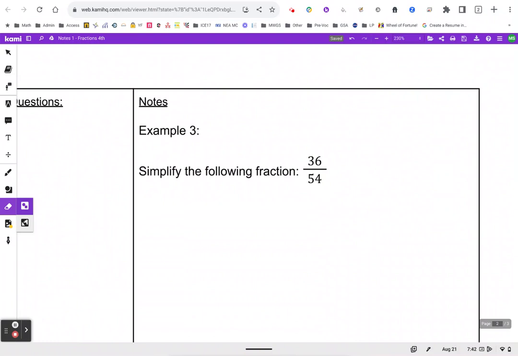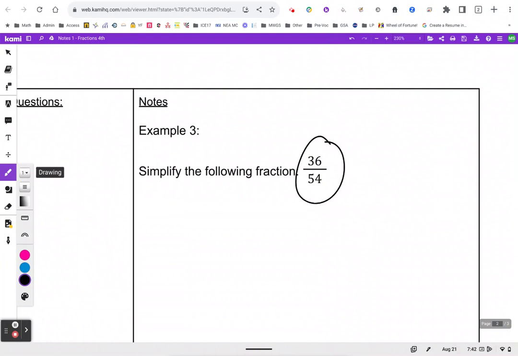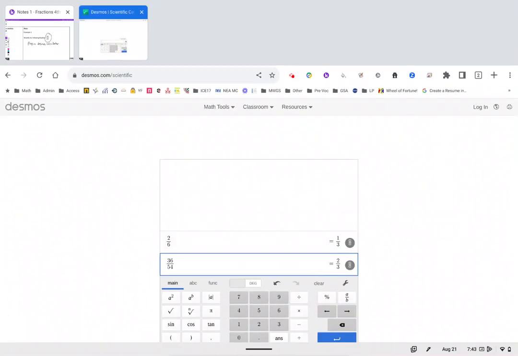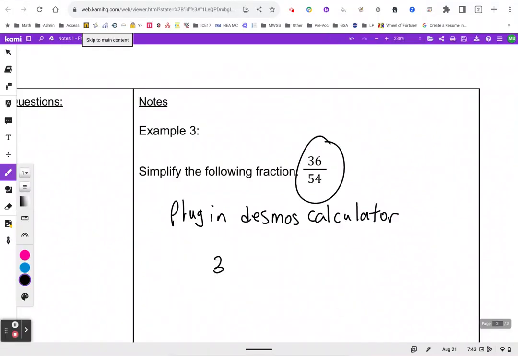What you're going to do is take this fraction right here, and I'm going to write down: plug into Desmos calculator. If I do that, I have 36, and then divided by, because that makes the fraction, 54. Then I click that fraction button, and I get 2/3. So that means 36 over 54 simplifies to 2 over 3.